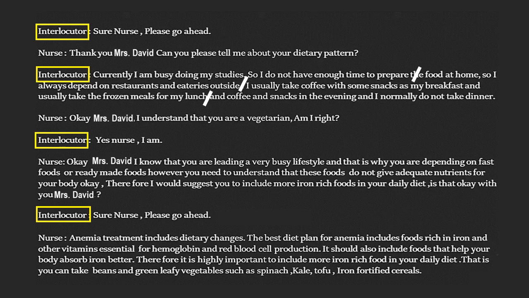Anemia treatment includes dietary changes. The best diet plan for anemia includes foods rich in iron and other vitamins essential for hemoglobin and red blood cell production. It should also include foods that help your body absorb iron better. Therefore, it is highly important to include more iron-rich food in your daily diet. That is, you can take beans and green leafy vegetables such as spinach, kale, tofu, and iron-fortified cereals.